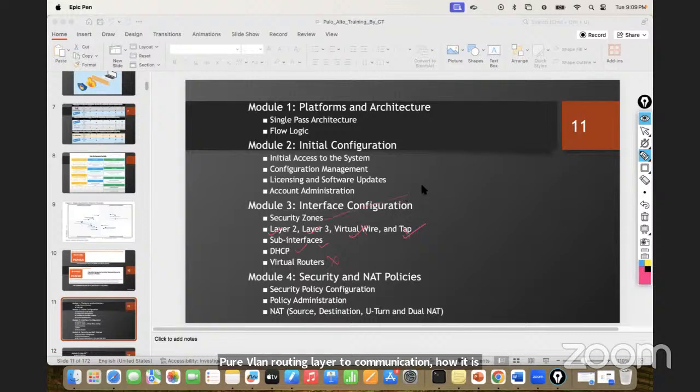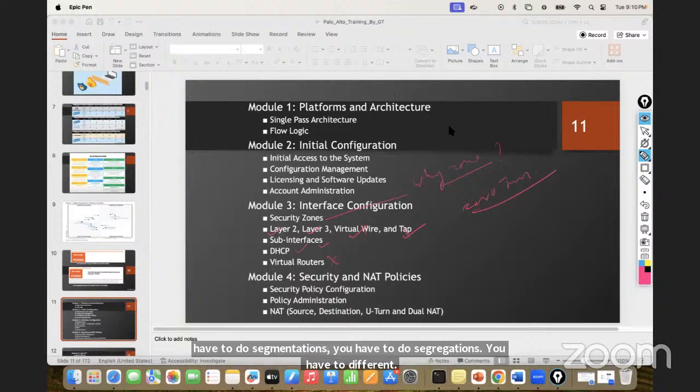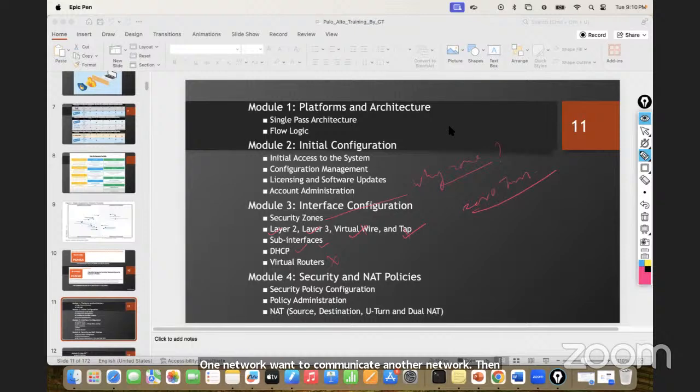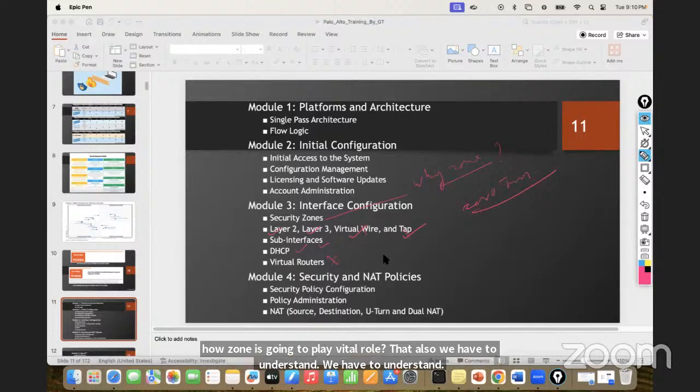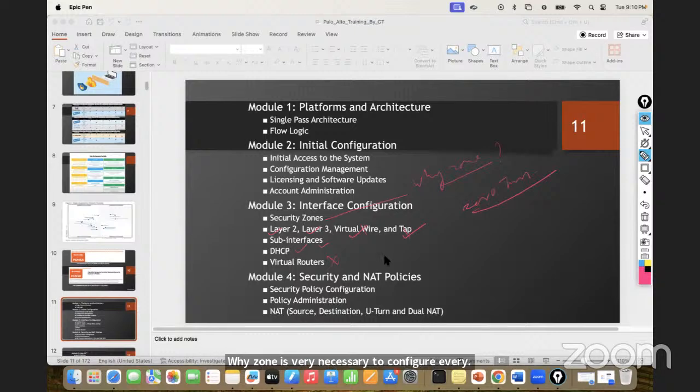Most important, we have to understand why a zone is required in the firewall, especially in the Palo Alto. What is the special use case of the zone? What is the zero trust model in a Palo Alto? Why is the zone going to play a very vital role in segregating your network? You have to do segmentation, you have to do segregation between different networks. When one network wants to communicate with another network, how the zone is going to play a vital role, that also we have to understand. We have to understand why a zone is necessary to configure for every type of interface except the HA and your management interface.